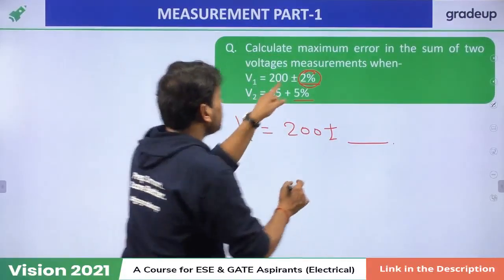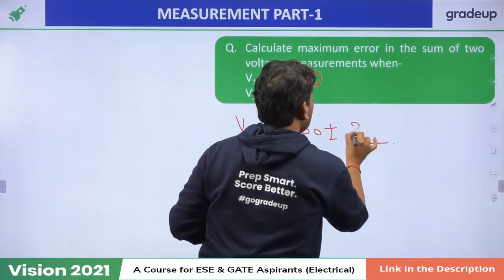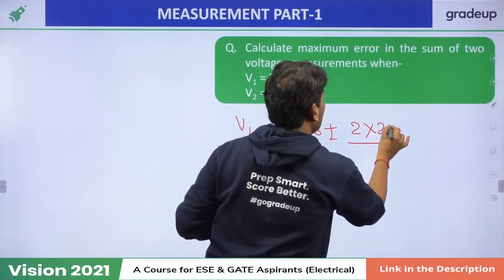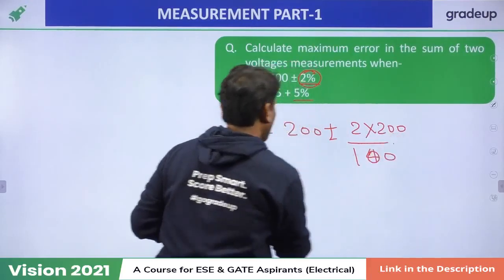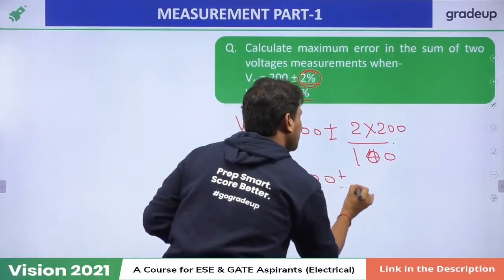So here we have to take 2% of 200. So it is nothing but 2 into 200 by 100. Sorry, 100. So that value will be, I'm not sure whether my calculation is right or not.